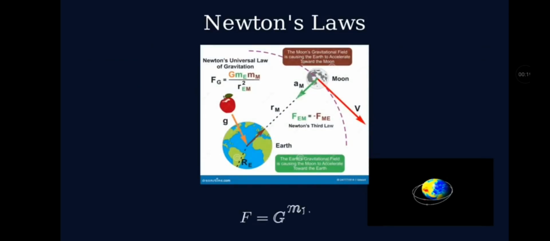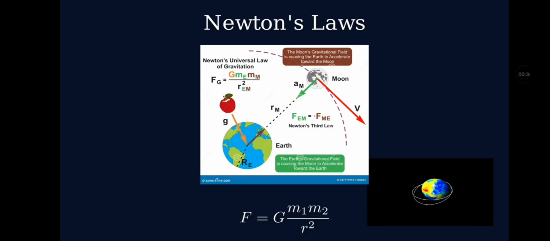The foundation of orbital mechanics lies in Newton's laws of motion and universal gravitation. Newton's law of universal gravitation states that every particle in the universe attracts every other particle with a force proportional to the product of their masses and inversely proportional to the square of the distance between them.